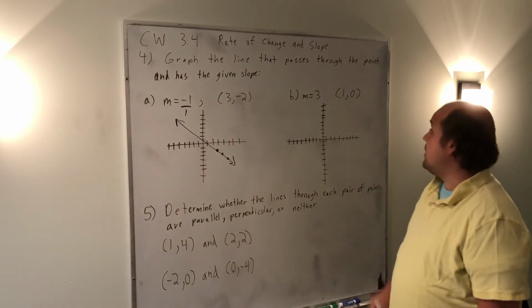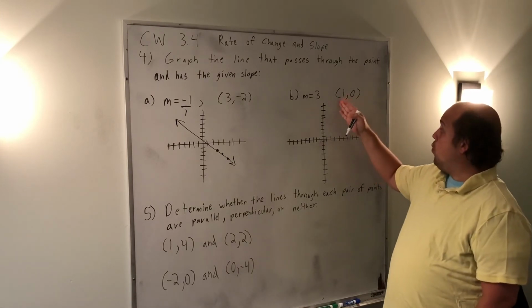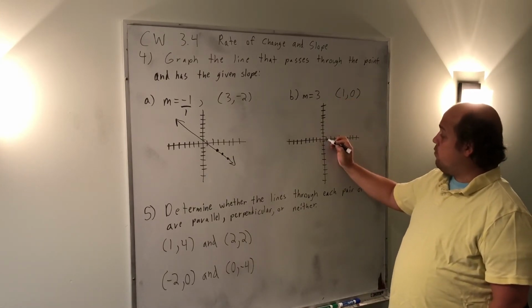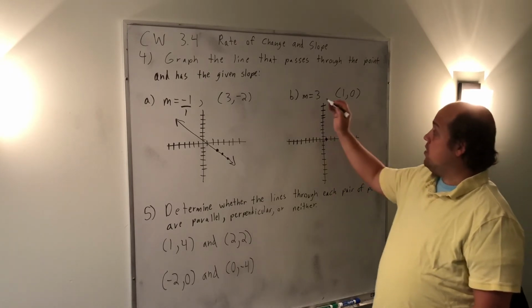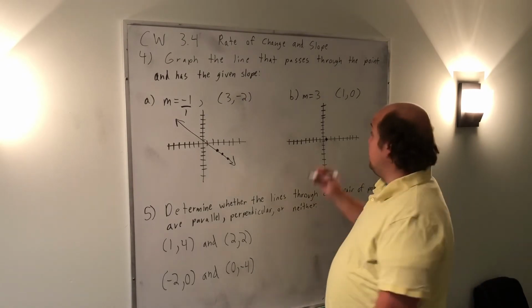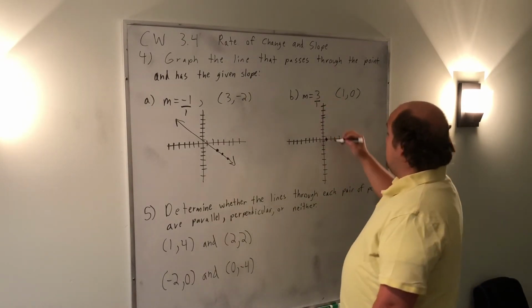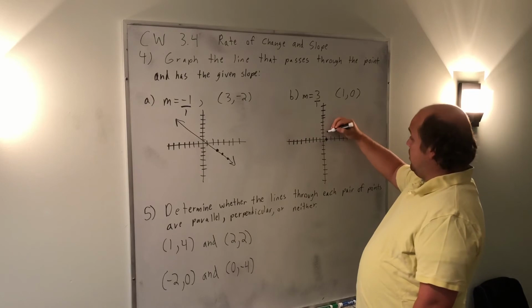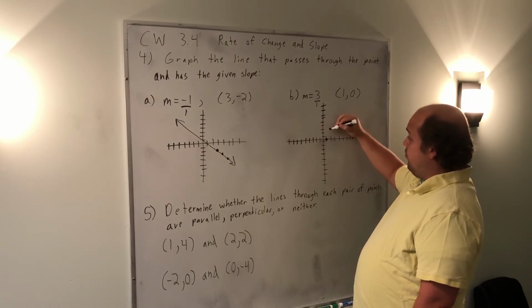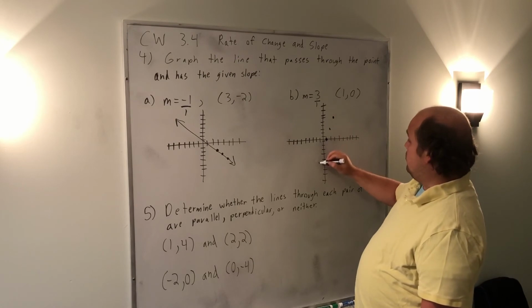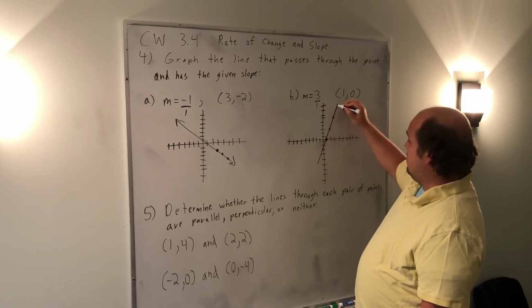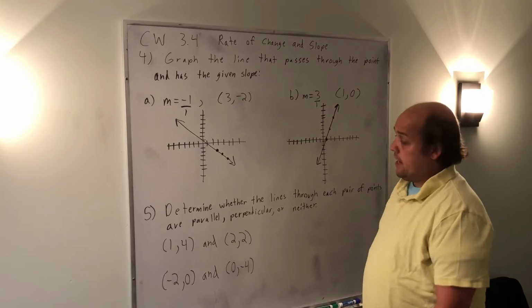If we're doing the same thing for the second question, 1, 0 means I move right 1 and I don't go up or down any. I now have a point that I'm anchored to. If I want to do a slope of 3, that's really an understood 3 over 1. That means I rise 3, 1, 2, 3, go over 1. I like to do a second point, so 1, 2, 3, over 1. If I now draw in this line, that should be my graph of the line.